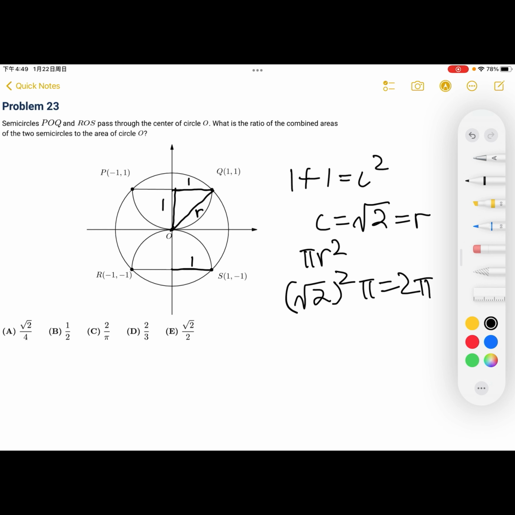So that means the area of the circle is just 1 squared pi, which equals just pi. So the ratio of the combined areas of the two semicircles, which is just a regular circle with radius 1, to the area of circle O, well, then that would be just pi over 2 pi. And reducing pi, we have that the answer is 1/2. So our answer is B.